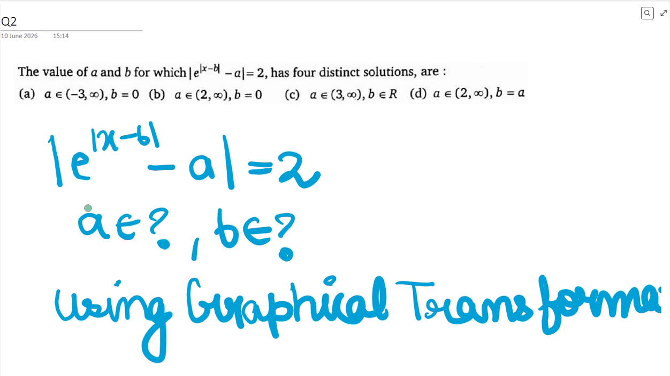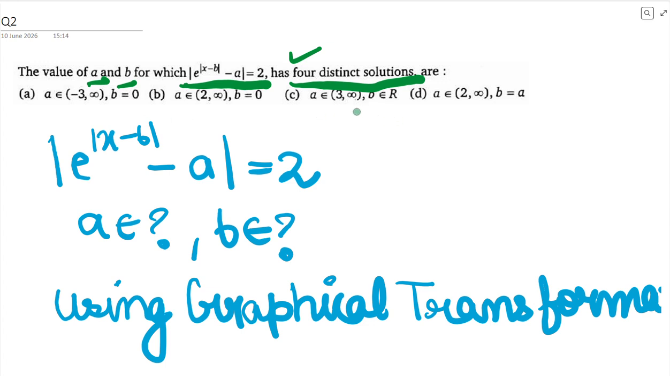All right. So in this question, we need to find the value of A and B for which this equation is satisfied and has four distinct solutions. Okay, keep it in mind. We'll use it further. This information is very crucial. All right. So let's not get confused by the options right now.